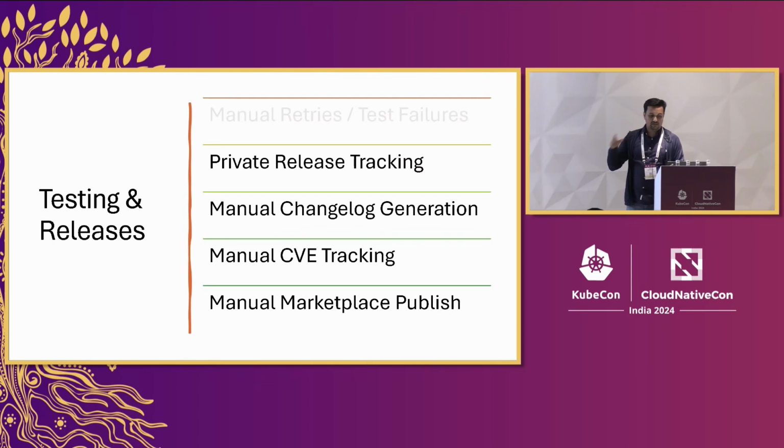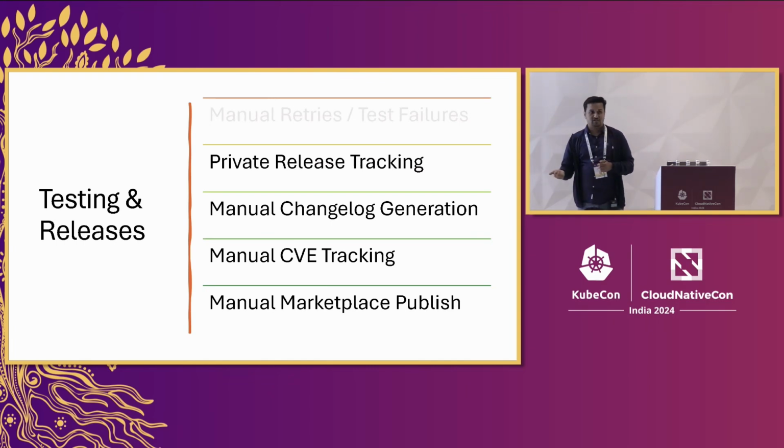And once that's done, the next few items were: we had a private release tracking. Back then, it was not community, so the community could not see what was going into the release. It was a private release tracking. We had a manual changelog generation, and this was one of the painful things I had to do.